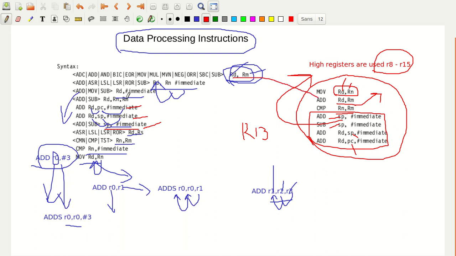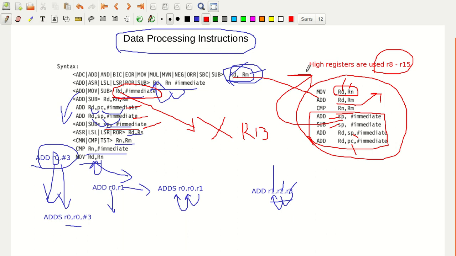If I'm going to perform these instructions, can I access RD, add RD comma hash immediate? If I am using it, can I use a high register here? No, you can't use a high register here. So accessing a high register is prohibited.